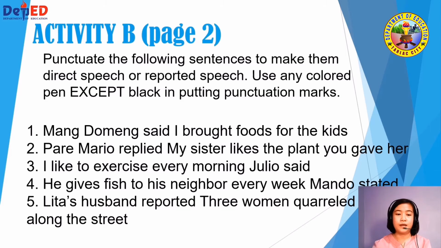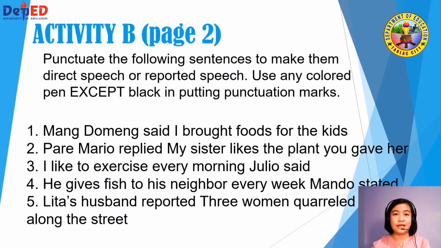1. Mang Doming said, "I brought foods for the kids." 2. Pare Mario replied, "My sister likes the plant you gave her." 3. I like to exercise every morning, Julio said. 4. He gives fish to his neighbor every week, Mando stated. 5. Lita's husband reported 3 women quarreled along the street.